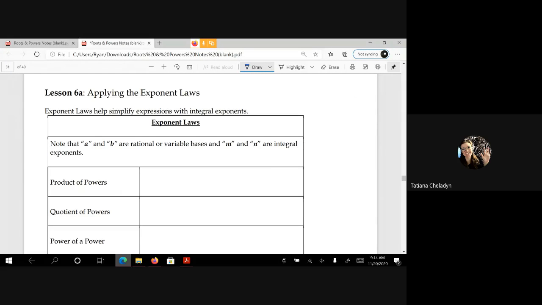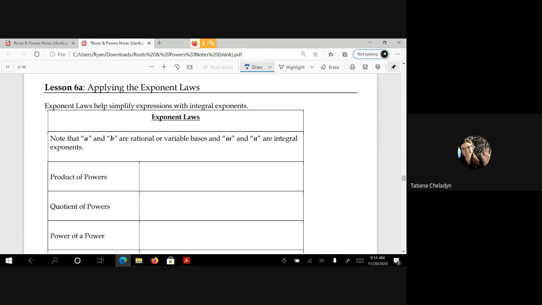Okay, so we are going to do lesson 6A and 6B together in this video, which is of Unit 2, Powers and Roots. And lesson 6A is applying the exponent laws. So exponent laws help simplify expressions with integral exponents. These exponent laws, I'm just going to say right off the bat, they're really important, and we're going to get lots of practice in both 6A and 6B. So you will see how they go.